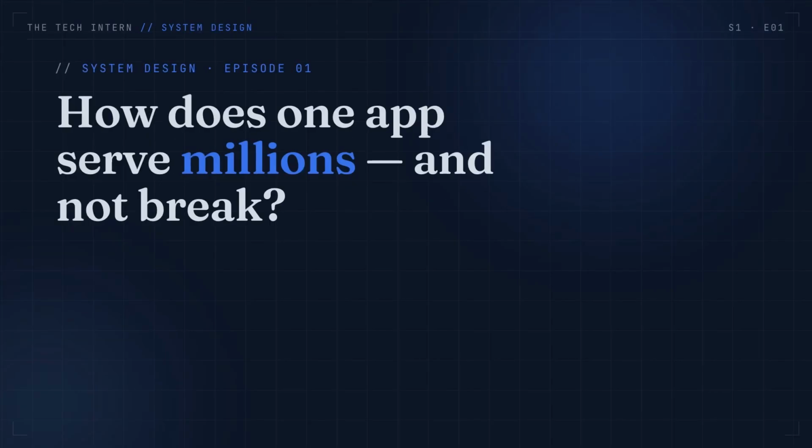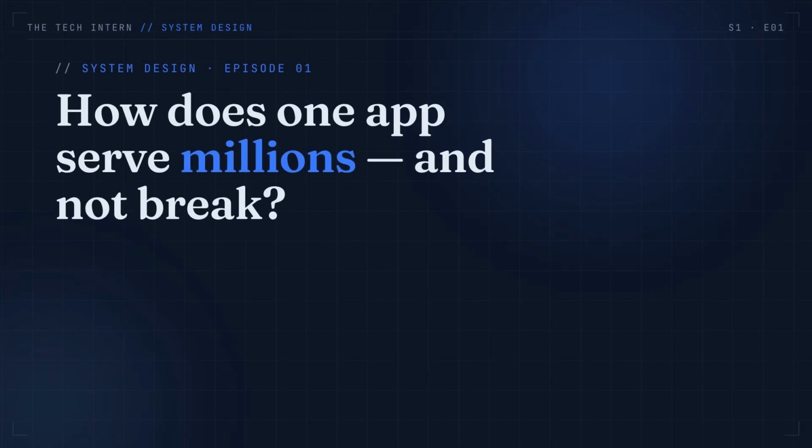It's 8 pm. You flop onto your bed, pull out your phone, and open your favorite app. And here's the wild part. At that same second, half your city is doing the exact same thing. Millions of taps all at once. And the app? It just works. No crash, no spinning wheel. Ever stop to wonder how that's even possible?